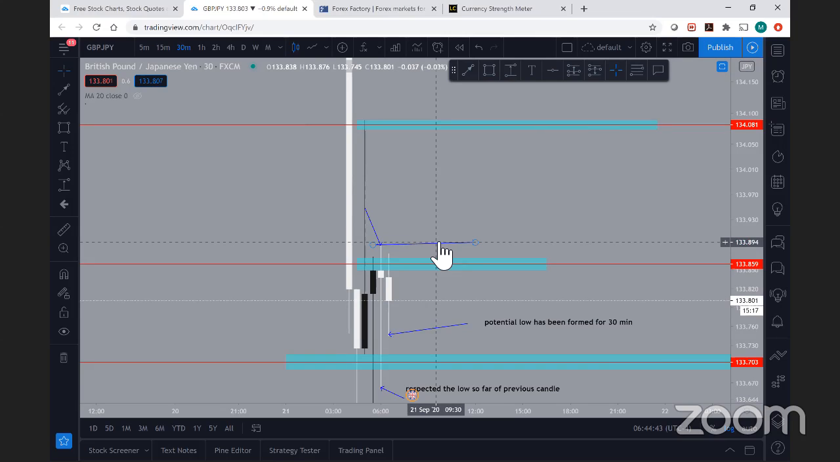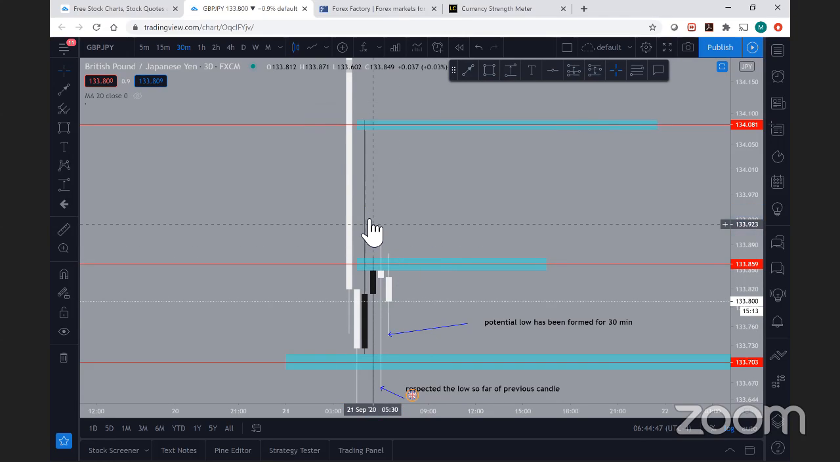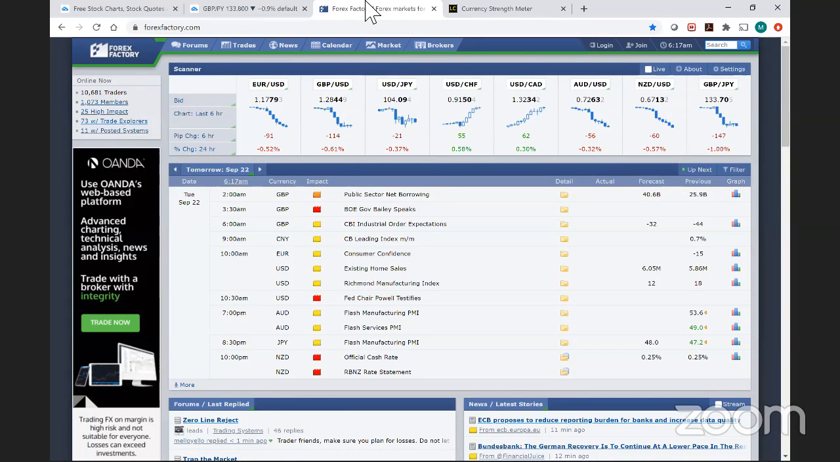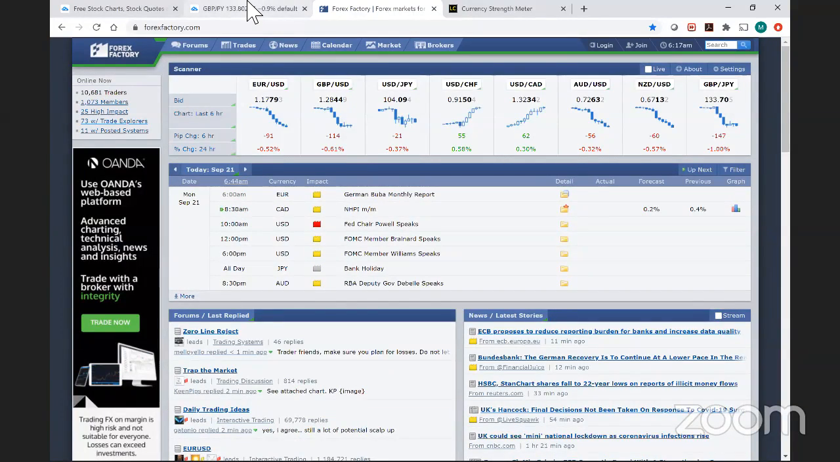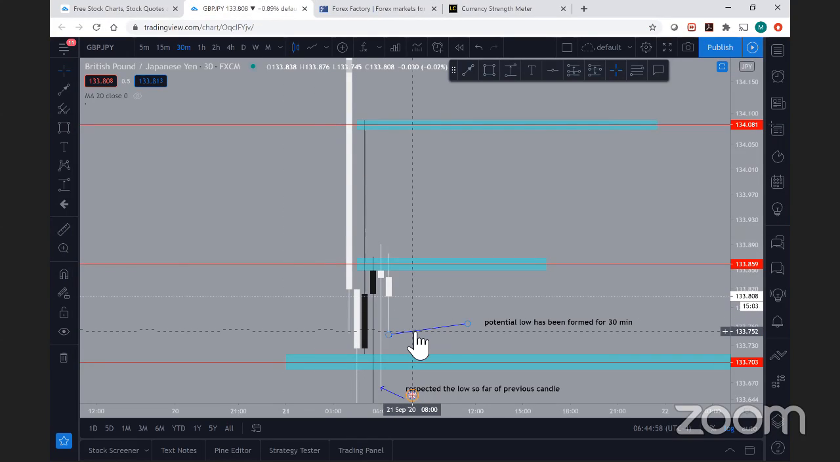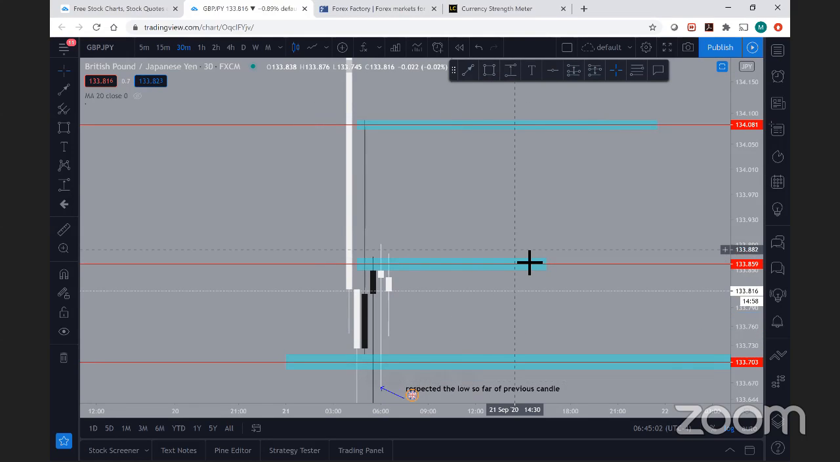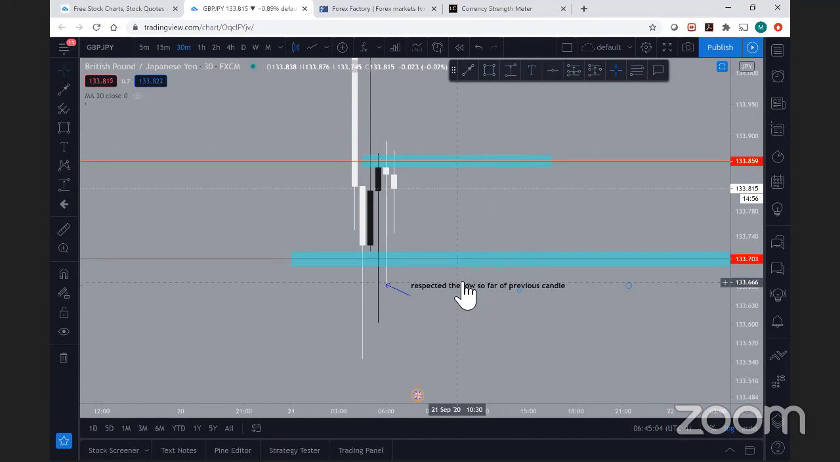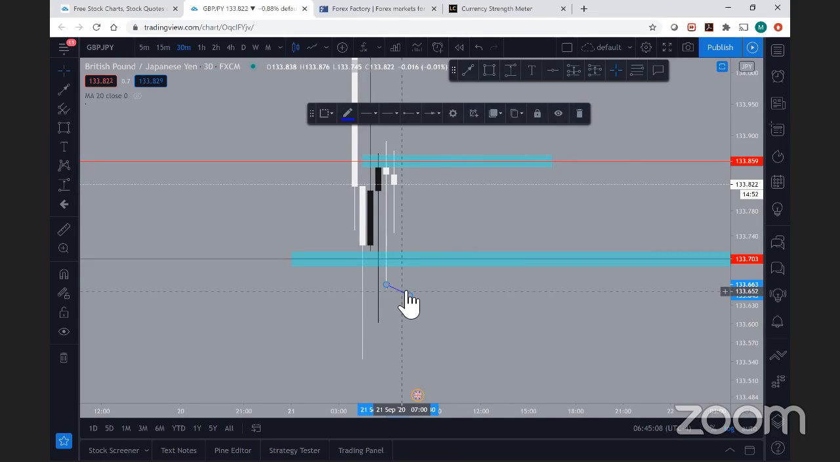Bank holiday in Japan. Hmm? Bank holiday today in Japan. Sure is. That would mostly affect the Asian session, I'm sure. Yeah, it would affect now too. Anything with either the Asian session or any pairs with JPY.